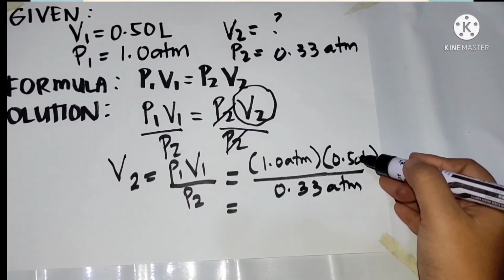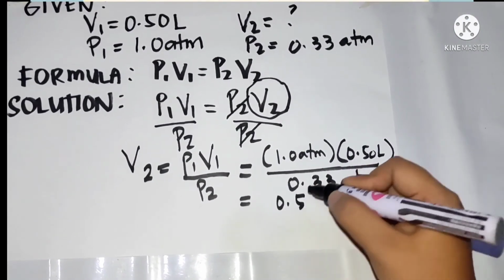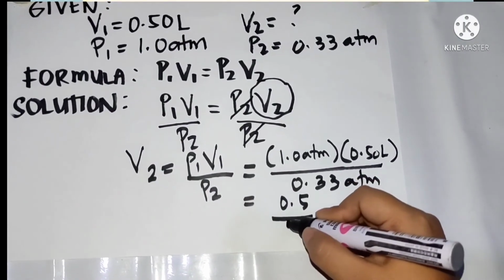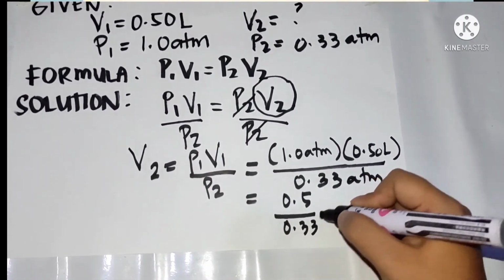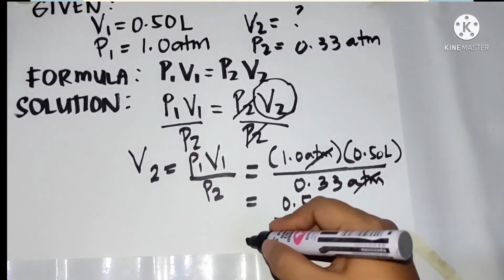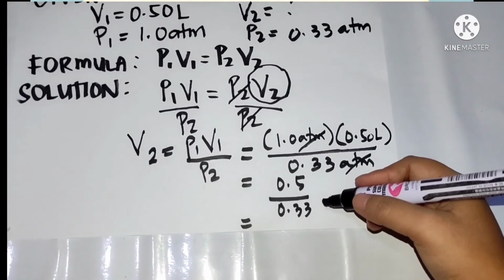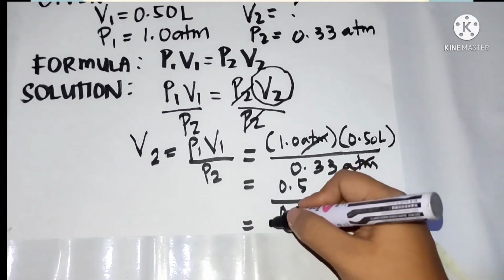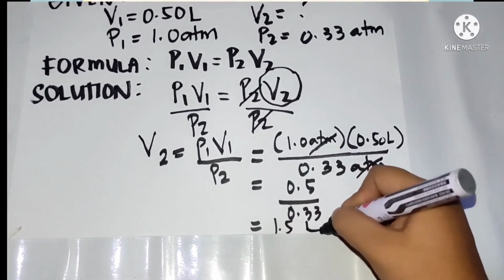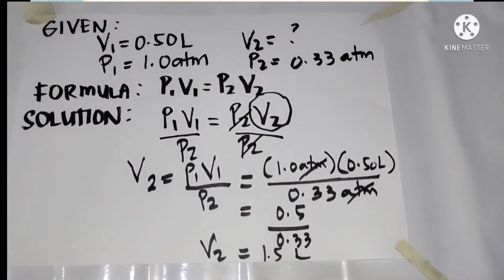1 times 0.50 liter, the answer is 0.5, divided by 0.33. Cancel atm. 0.5 divided by 0.33, the answer is 1.5 liter. So our V2 is 1.5 liter.